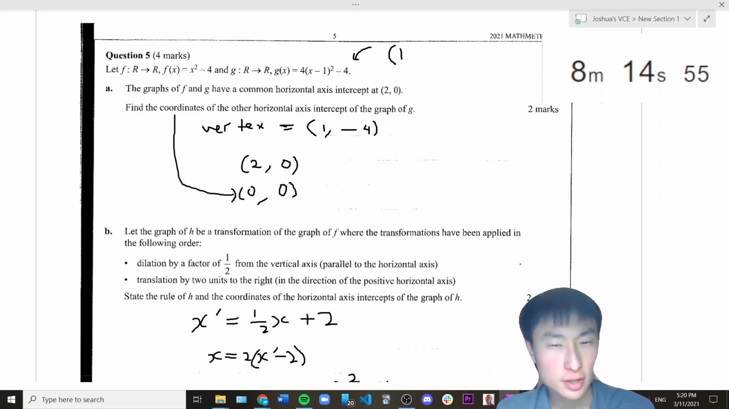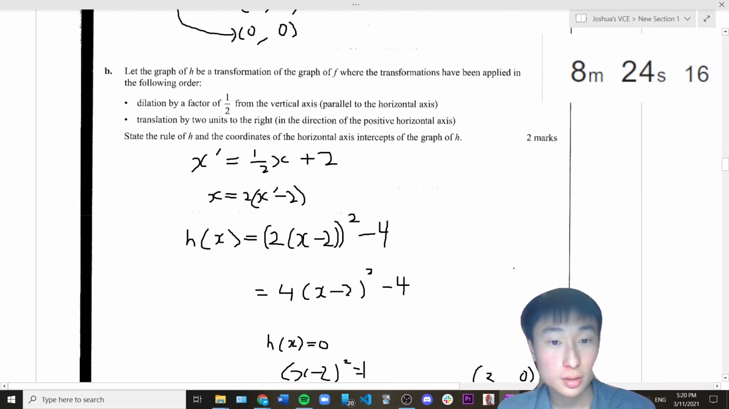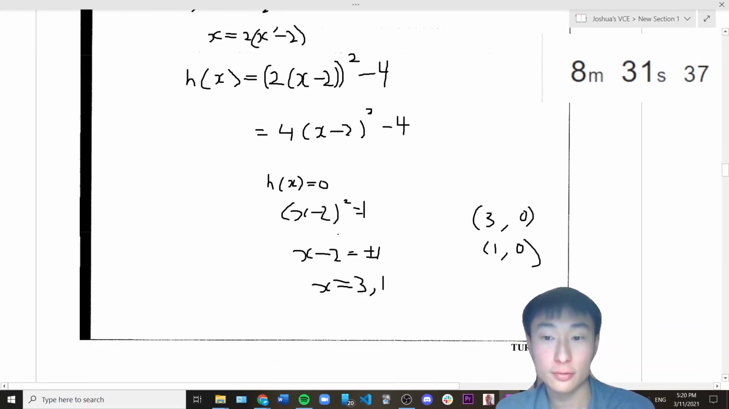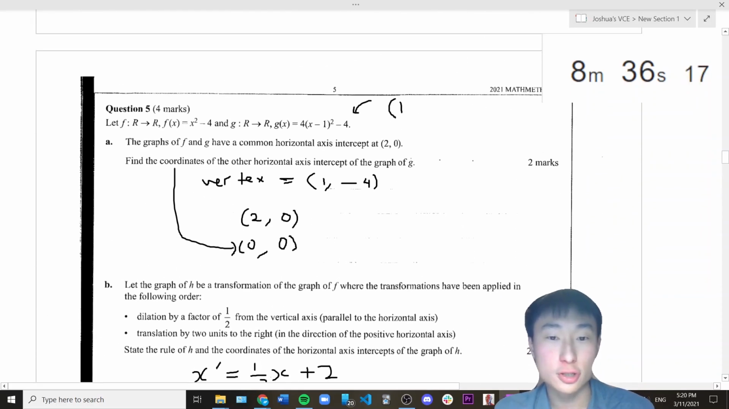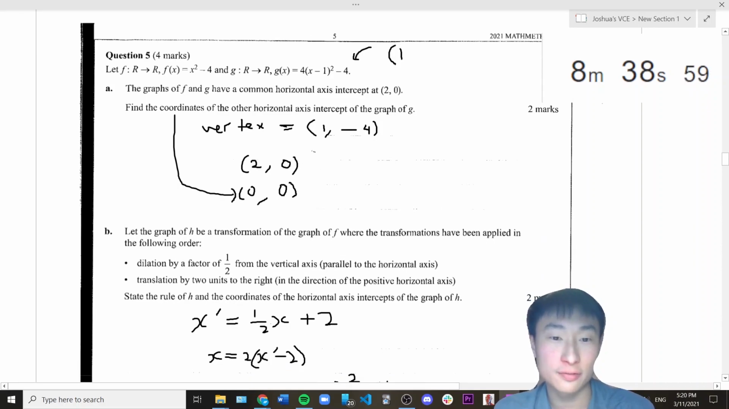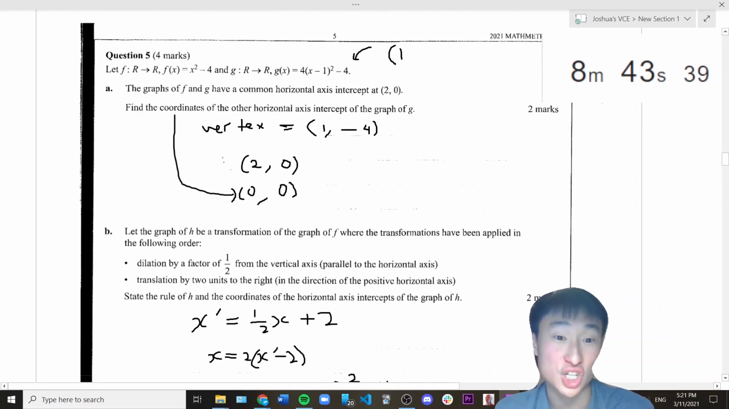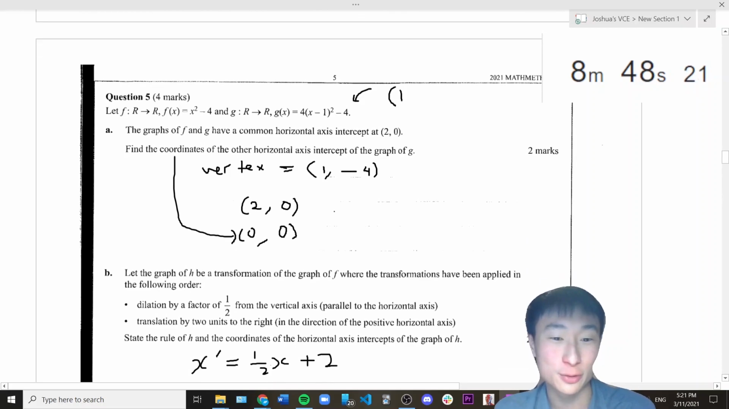Yeah, is that right? 2, 0, 0, 0. Yeah, no, that's right. Yeah, 3, 0, 1, 0. Okay. Sorry, I was just confused because I was thinking about how if you have these two intercepts here, when you translate these, you don't get these two. But this is the graph of G and this is the graph of F, so they're completely different.